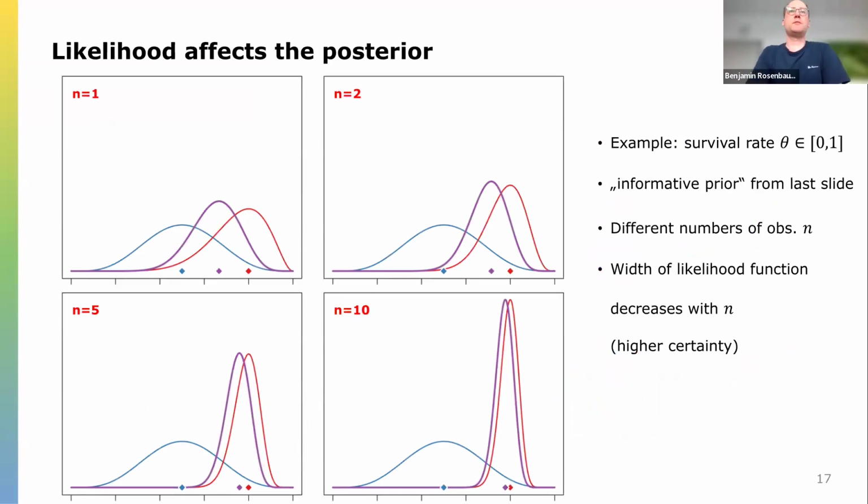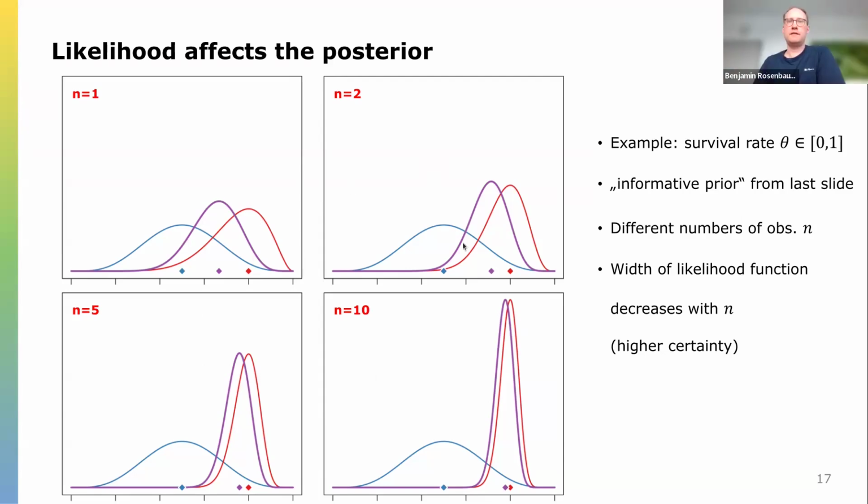But also the likelihood affects the posterior. So now it's a different way around. Here the prior is the same for all of them. We have a weakly informative prior with a mean of 0.5. And each of these panels has a different number of observations. And generally, with a number of observations, the width of the likelihood shrinks.